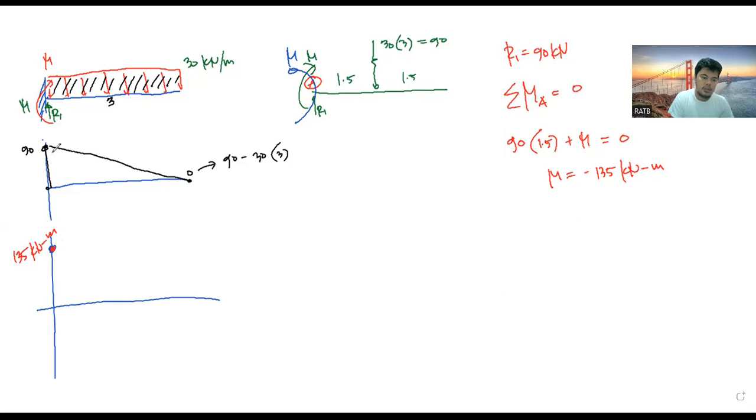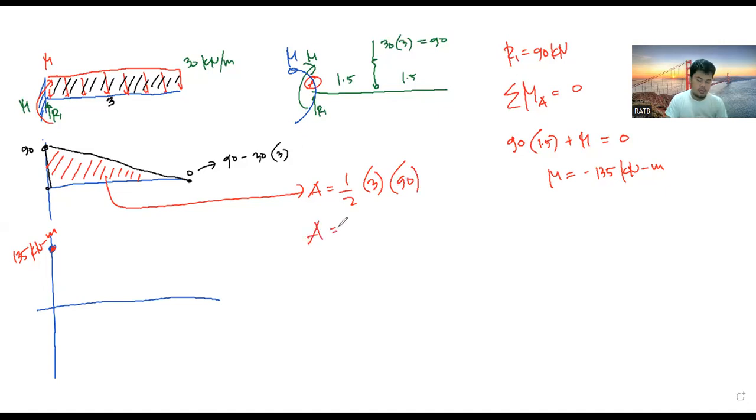Then minus, so you have to consider this area. The area here is 1/2, base is 3, height is 90. So area then is equal to 3 times 90 over 2, that's 135. So that would be 135 kilonewton meter minus this area, which would be equal to 0.